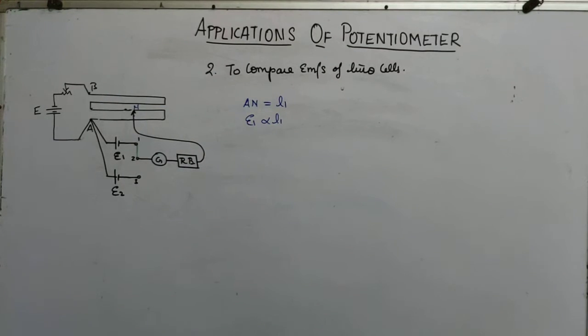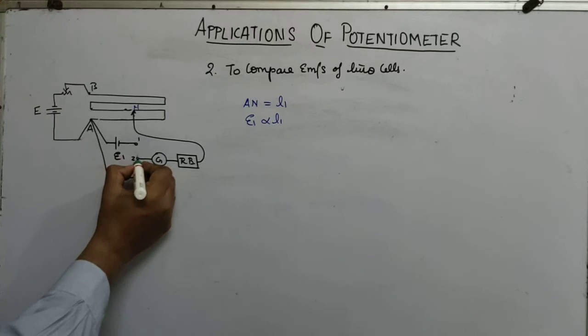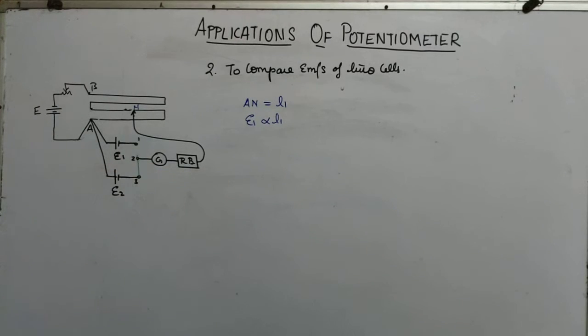Now the second step is we will disconnect 1 with 2 and connect 2 with 3.